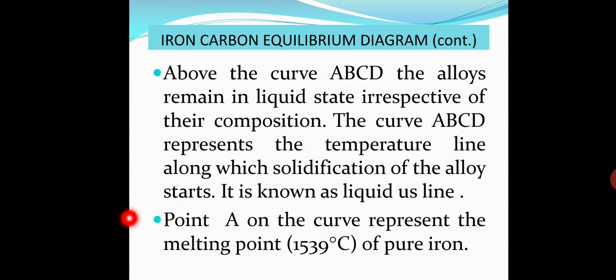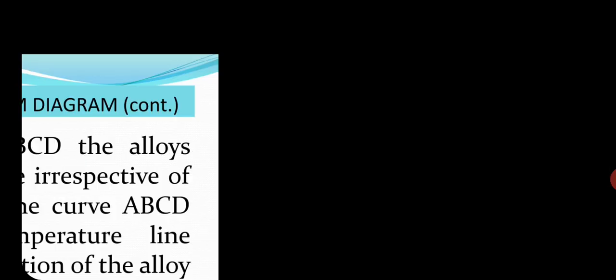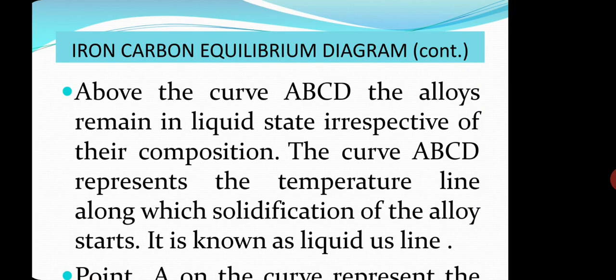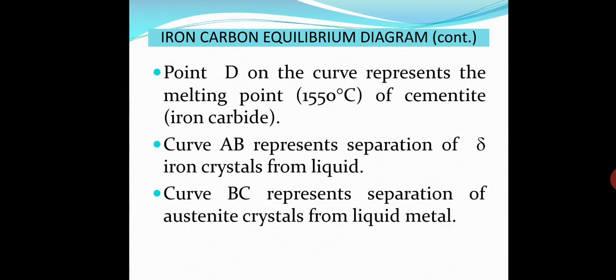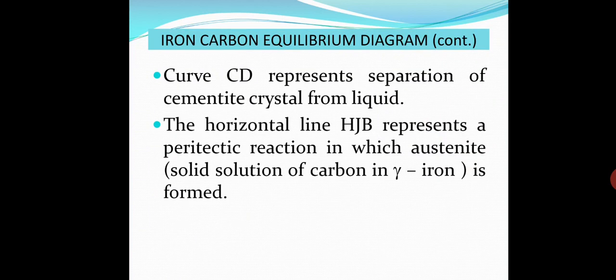A, B, C, D is the liquidus line and A is the melting point of pure iron. And D is the melting point of cementite. AB represents separation of delta iron crystal from liquid, and BC represents separation of austenite crystal from liquid, and CD represents separation of cementite crystal from liquid.